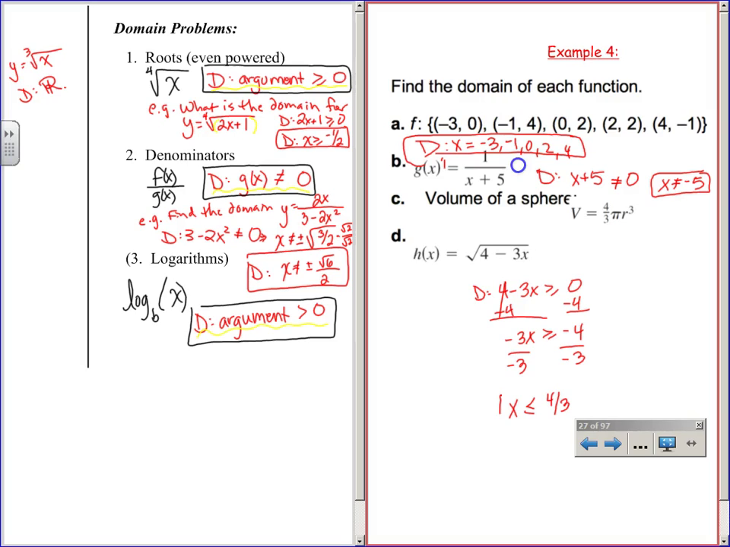So at the end of the day, what's our domain? This puppy right there. So who did I skip and why? Yeah, anybody have an idea as to why I skipped C?